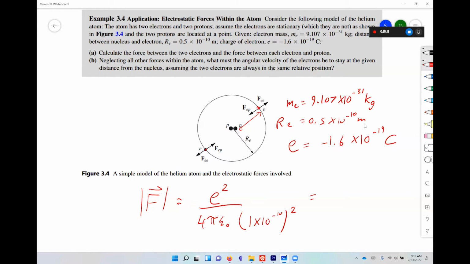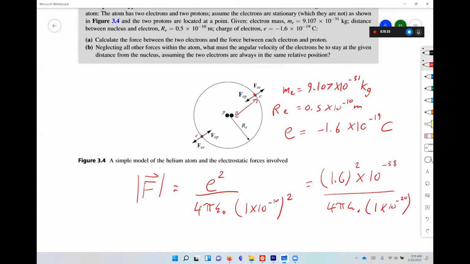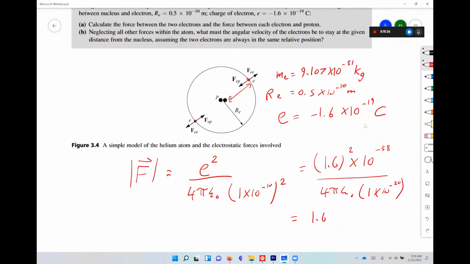So this is going to be 1.6 squared times 10 to the power minus 38, I think, minus 20 is minus 40, plus 1. It's going to be minus 38 over 4 pi epsilon naught, 1 times 10 to the power minus 20. So this ends up being 1.6 squared over 4 pi epsilon naught, 10 to the power 20 goes up there. It's going to be the minus 38 plus 20, minus 18, times 10 to the power minus 18 Newton. The unit is Newton.